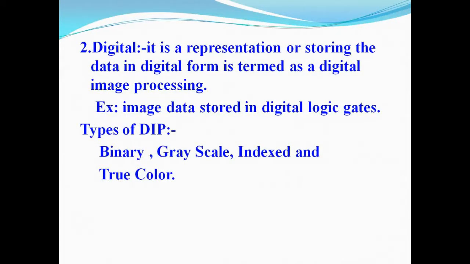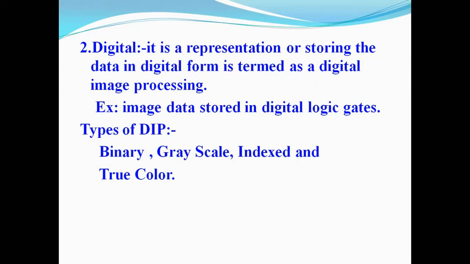Next, the second one is DIP, that is digital image processing. It is a representation or storing of the data in digital form, which is termed digital image processing. For example, image data stored in digital logic gates. So this is called digital image processing. We have types of digital image processing: binary image processing, grayscale image processing, indexed image processing, and true color image processing. These are the types of digital image processing.